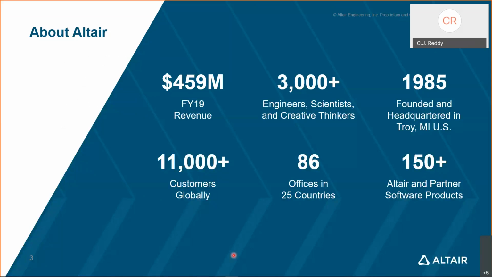So about Altair, it is not a new company. It was established in 1985, almost 35 plus years ago, in Troy, Michigan. It's a small company, actually. Three people started the company at that time. And of course, it has now grown to an international company with 86 offices in 25 countries with 3,000 plus employees. This is, of course, last year's numbers. I think we are growing very rapidly, so I wouldn't be surprised if it is a much higher number now than 3,000.